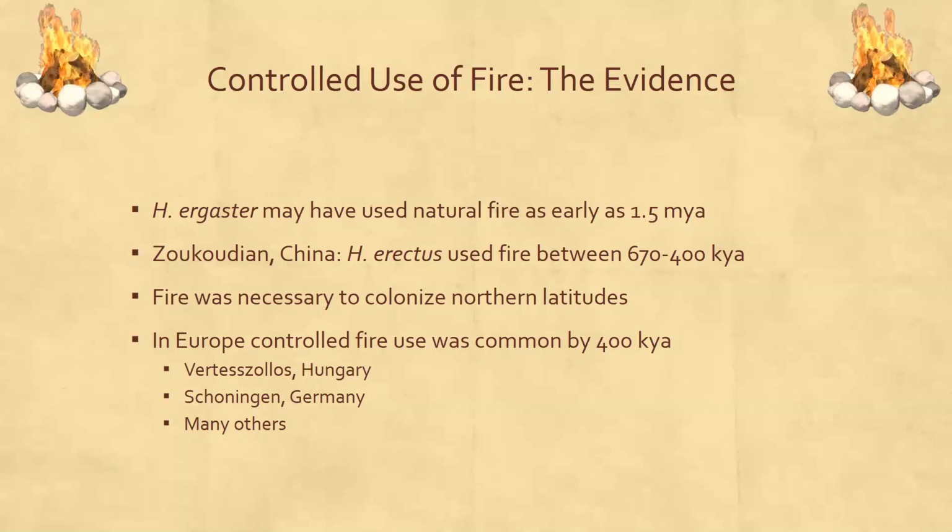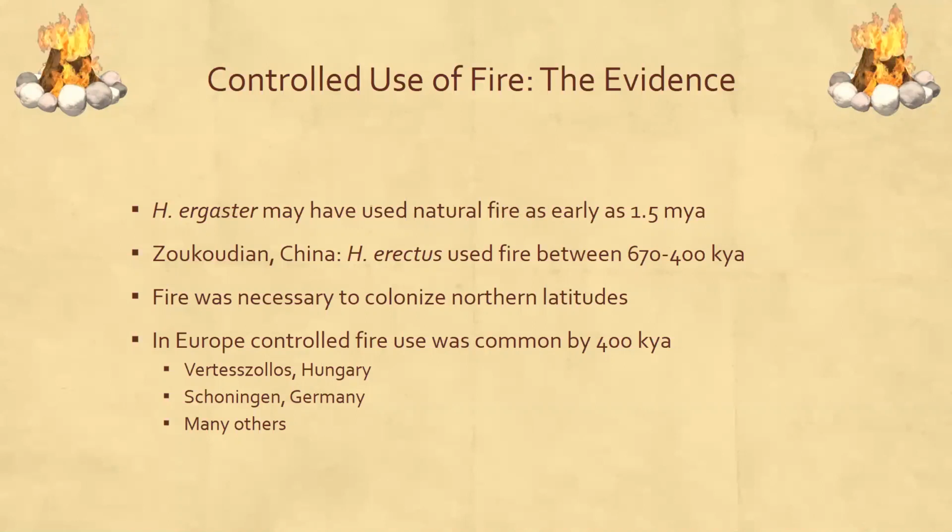There's evidence between 670 and 400,000 years ago at a site called Zhoukoudian, or Dragon Bone Hill, in China, where Homo erectus probably used fire. And that far north in China, it would have been quite cold. Fire would have been a key to surviving. Fire was necessary to colonize these northern latitudes.